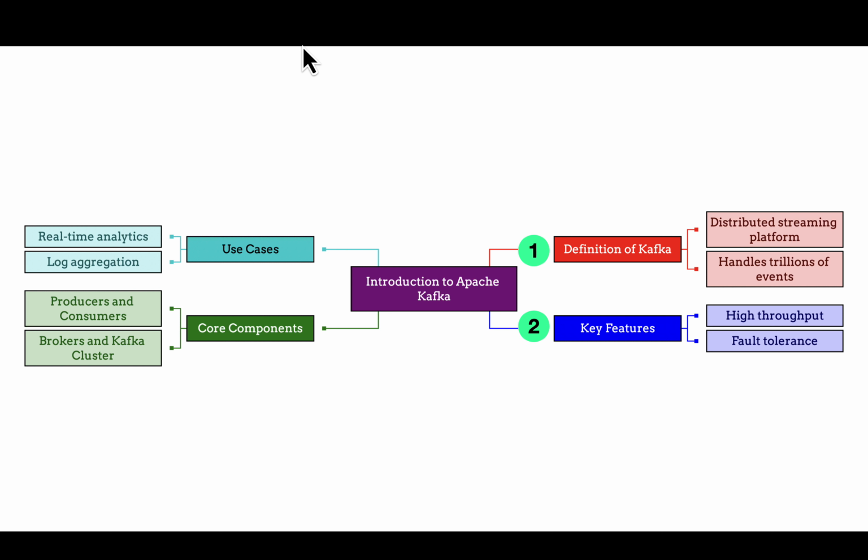2. Key features. Kafka's key features include high throughput, built-in partitioning, replication, and fault tolerance. It's designed for horizontal scalability and allows for real-time data processing.